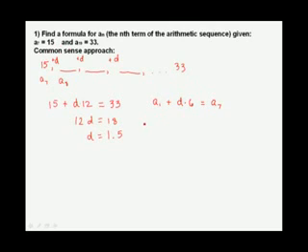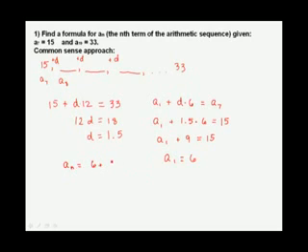Now to find the first term, a sub 1, I could do a similar equation. I could say that if I start with the first term, I would have to add my common difference a certain number of times to get to this guy right here, to get to the 7th term. I would have to add that common difference 6 times to get from the first term to the 7th term.